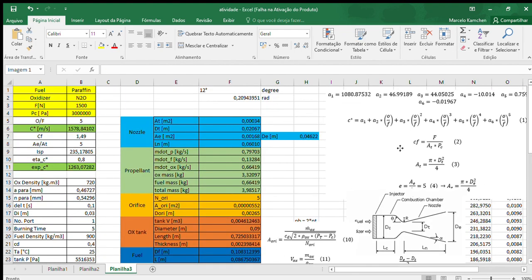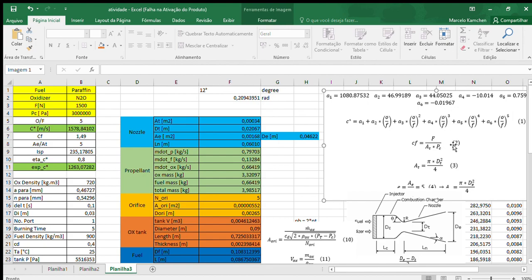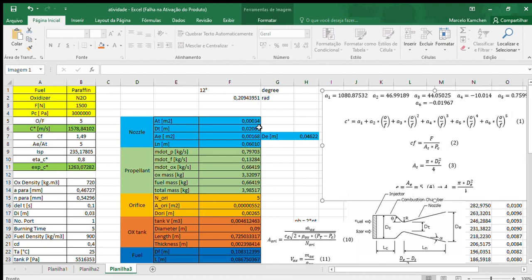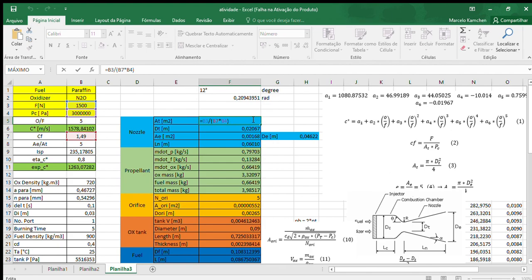Now, using equation 2, we can find the throat area. Using equation 3, we determine the throat diameter. Using the expansion ratio, we obtain the nozzle exit area. Similarly, we find the exit diameter as we did for the throat. The term height corresponds to the square root of the number inside the parentheses.